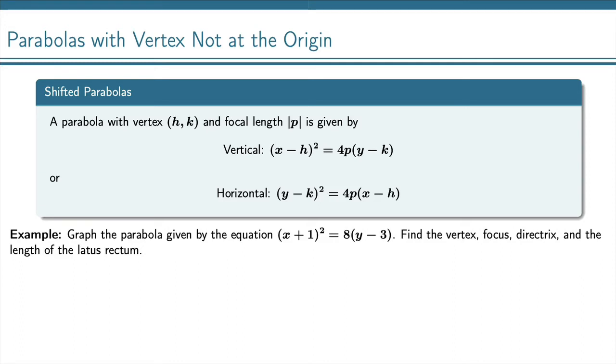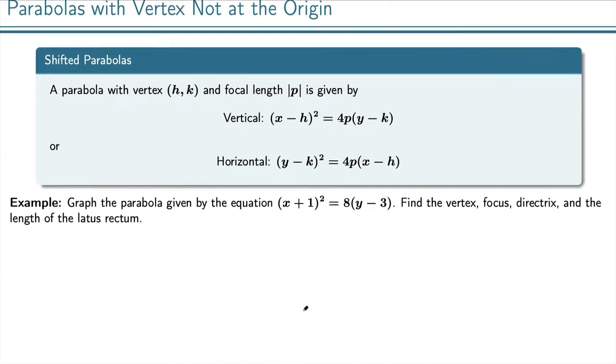Now, when our parabolas do not have a vertex at the origin, we just need to do a little shift. And the shift occurs the way that we would expect it to. We just replace x with x minus h and replace y with y minus k in the equations that we have, and that is where our parabola has a vertex at (h, k).